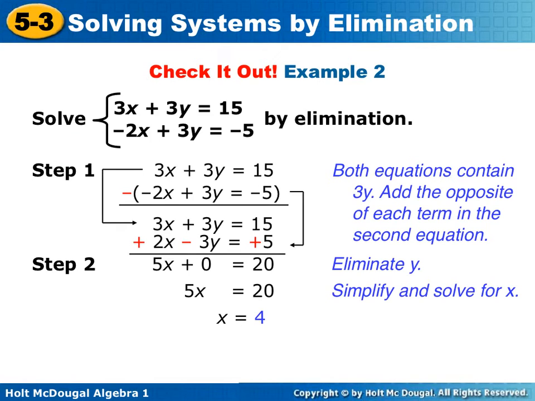Here's another example. Notice it's already aligned. The x's are together, the y's, the numbers. But notice my y's, I don't have opposite signs here. I need to make one of these threes negative. And then I can either choose to multiply this whole one by -1 or this one. They decided to do the bottom one.